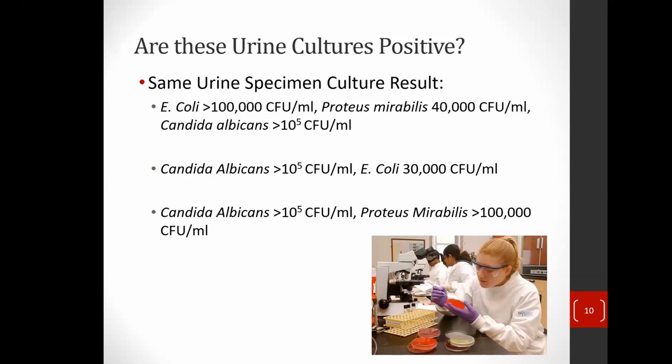Number 2 has Candida albicans greater than 10 to the 5th and E. coli at 30,000 colony forming units. That one would not be considered either because there is a uropathogen there in the E. coli, but you can't consider the Candida albicans even though it is a large amount, because your uropathogen, the E. coli, is not equal or greater than 100,000 colony forming units. So that would not be considered a positive urine culture either.